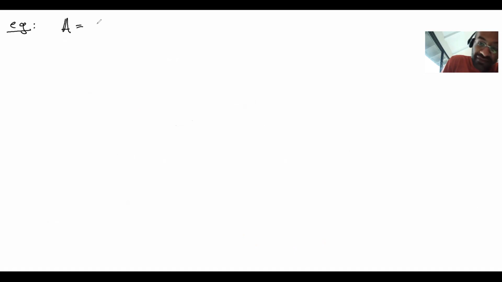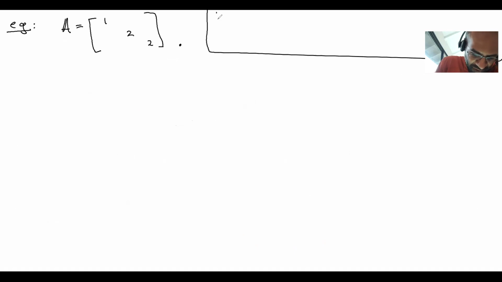Let's look at this matrix A, 1, 2, 2. Okay, so for diagonal matrices, it's really easy to compute the eigenvalues. Here's a fact.